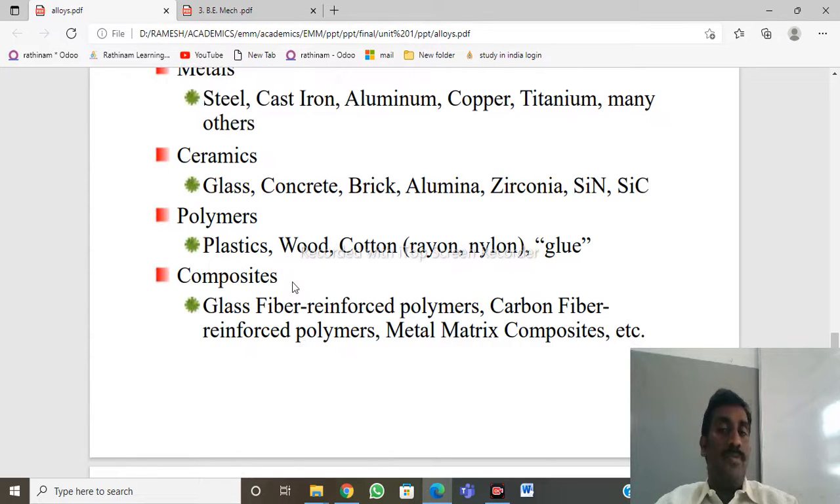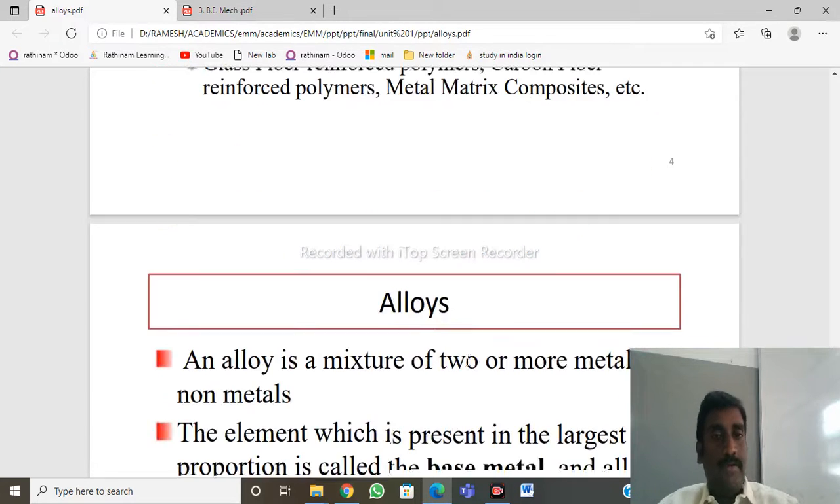What is meant by composites? We all know about alloys, right? One or more elements are combined together to form an alloy. So an alloy is nothing but a composite. A composite is one or more elements combined together to form a material. Examples are glass fiber reinforced polymers, carbon fiber reinforced polymers, and metal matrix composites. There are a lot of further classifications also. We may see this chapter in depth later.